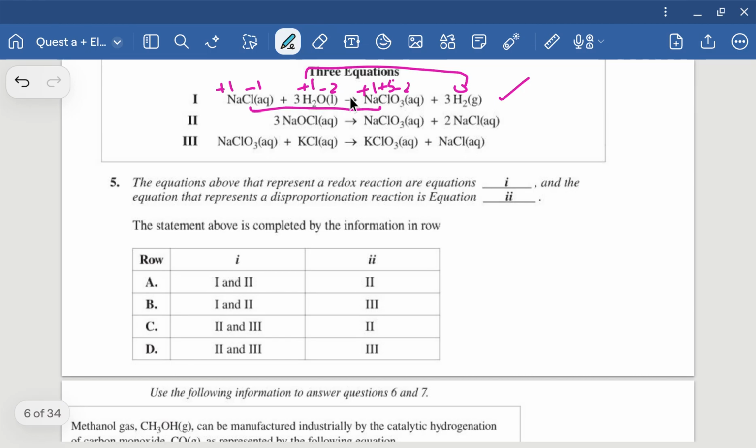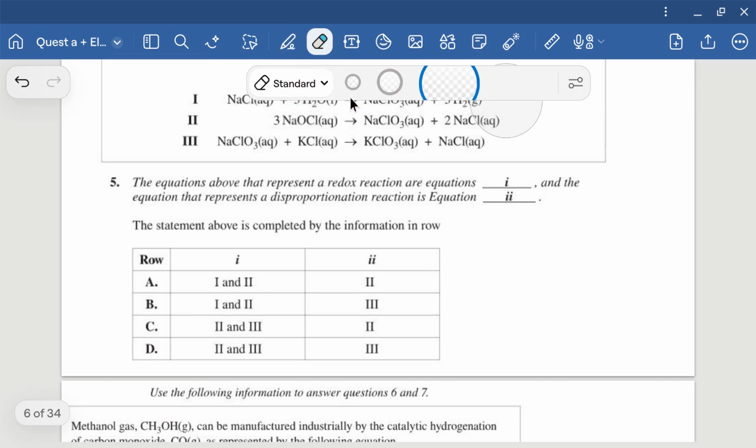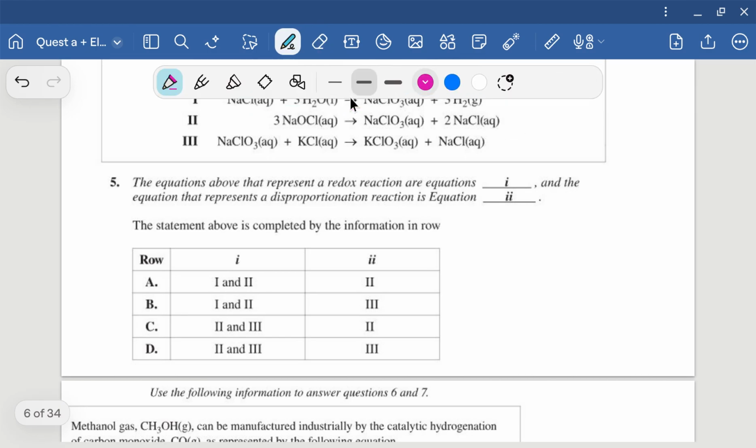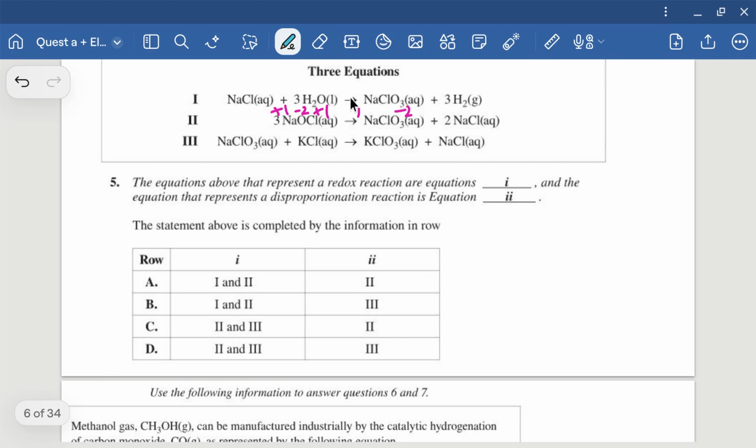And then we can go down to the next one. So let's just erase the writing here and go back. We can go to the next one, do the same thing, and assign some oxidation numbers: -2, +1, chlorine would have to be +1. On the right-hand side, we put -2, +1, chlorine would be +5, and then we have -1, +1.